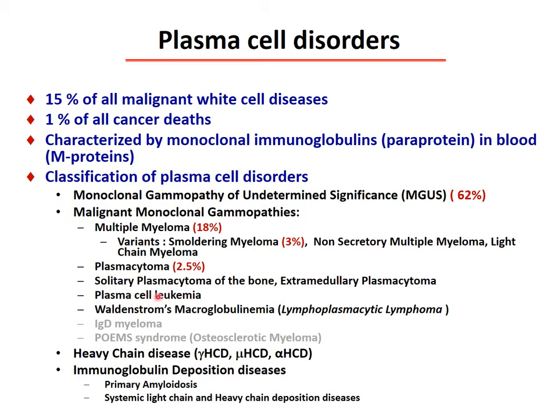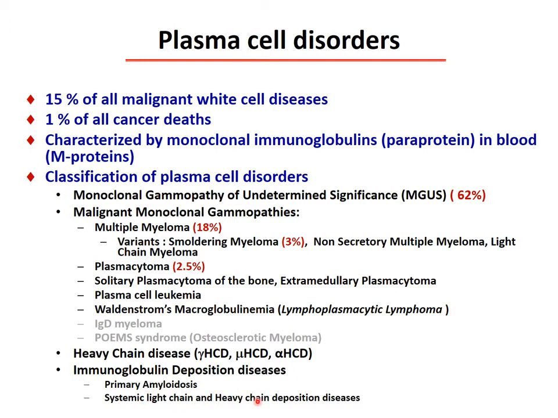and more severe ones such as plasma cell leukemia, when the plasma cells invade the peripheral blood as well. Or when we have the lymph node and bone marrow involved, Waldenström macroglobulinemia, which is also called lymphoplasmacytic lymphoma. We can have another problem when only the heavy chain is synthesized, for example the heavy chain of IgM, IgA, or IgG, or the immunoglobulin deposition diseases such as primary amyloidosis, or systemic light chain or heavy chain deposition diseases.